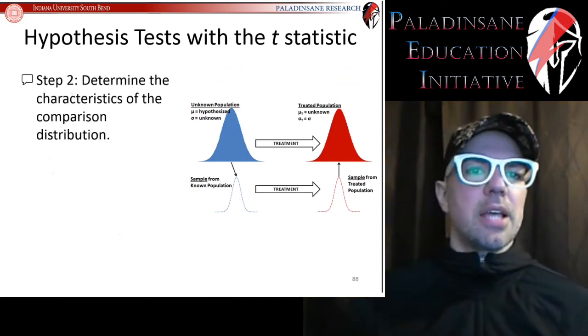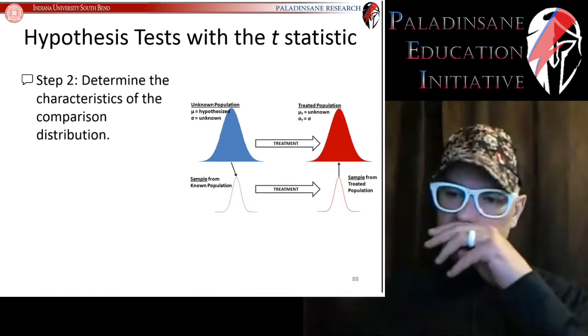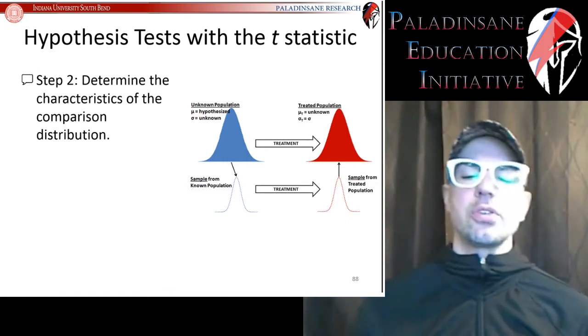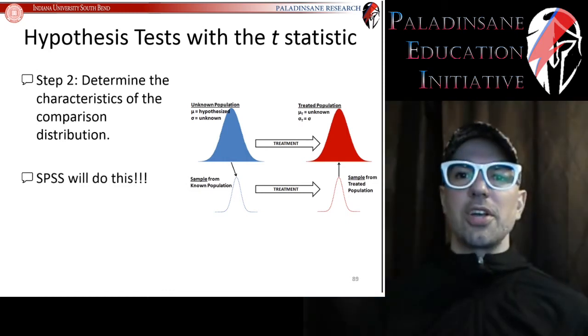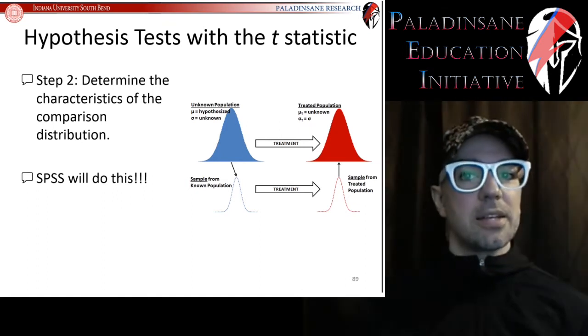All right. Step 2, determine the characteristics of the comparison distribution. Remember, we had to do all those calculations to find out the mean, to find out the standard deviation of our comparison distribution. Well, no more. SPSS is going to do all of that for us. So aren't we glad that we're introducing SPSS?